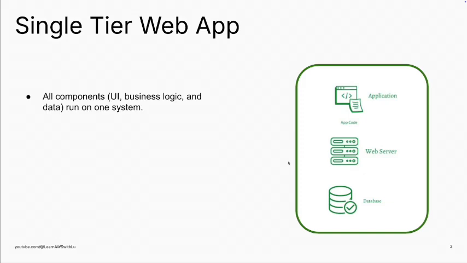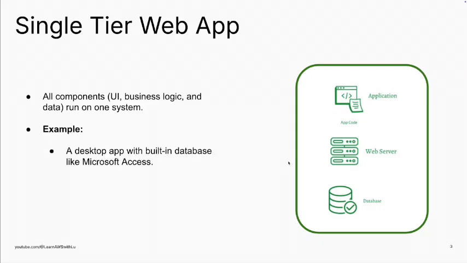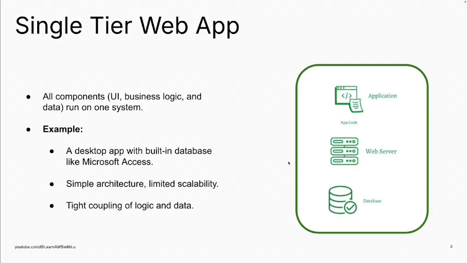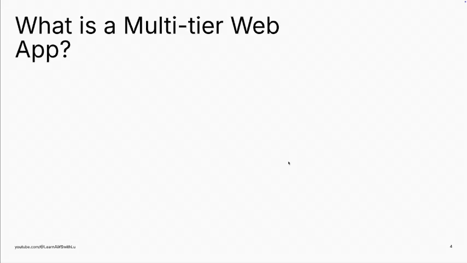However, still speaking about the single tier, all the components, the user interface, logic and data, run on one system. An example is a desktop app with a built-in database like Microsoft Access or Microsoft Word. Those are single tier applications. So it has a simple architecture, is limited in scalability, and has tightly coupled logic and data.